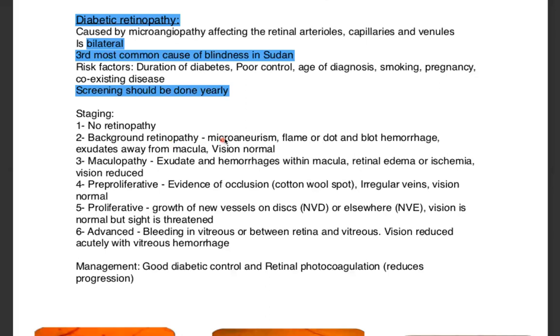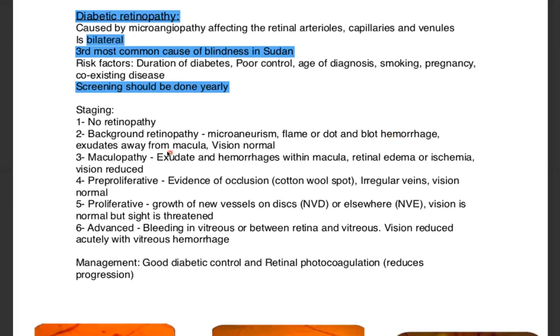Okay. We have microaneurysms. So there are small aneurysms in the vessels. There may be flame or dot and blot hemorrhages, I'll show you now. Exudates. Exudates are going to be there, so there's going to be some fluid collected, but it's going to be away from the macula. And we said before that the macula is the most important part when it comes to vision. So as long as the macula is spared, your vision is normal.